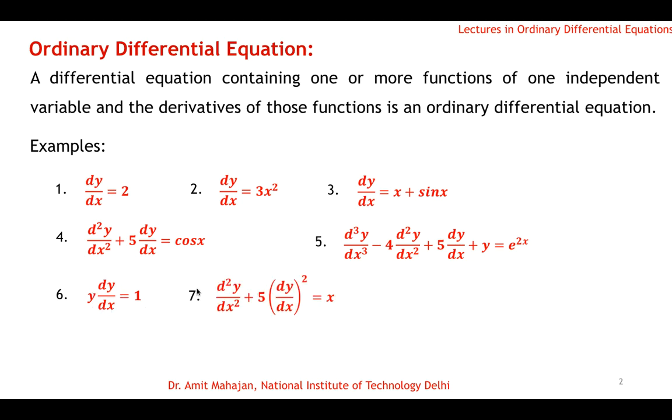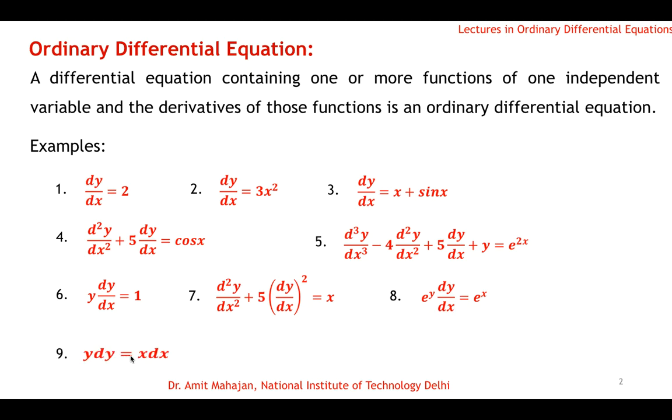The seventh example, d2y by dx square plus 5 dy by dx whole square is equal to x. So again the derivative here is with x, here also with x, and there is a simple polynomial term. So this equation is an ordinary differential equation. Next, e^y dy by dx is equal to e power x. They are exponential functions but the derivative term is dy by dx. So y is the dependent variable, x is independent, and so it is an ordinary differential equation.